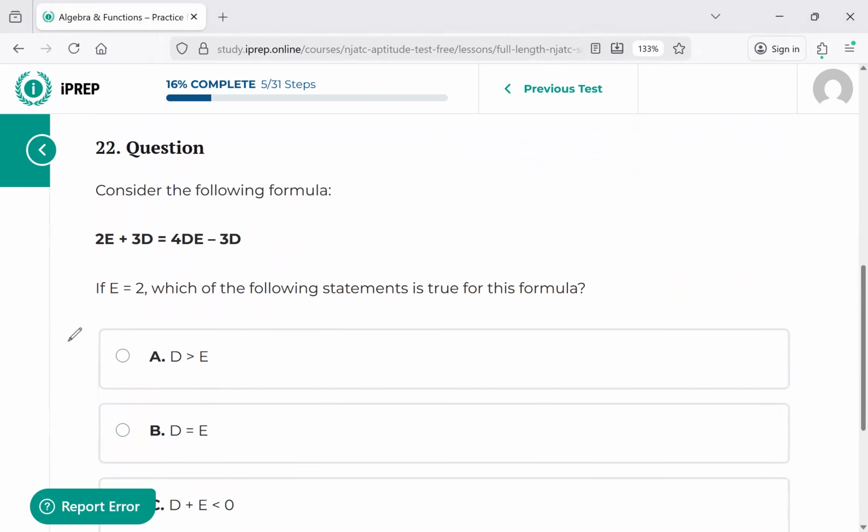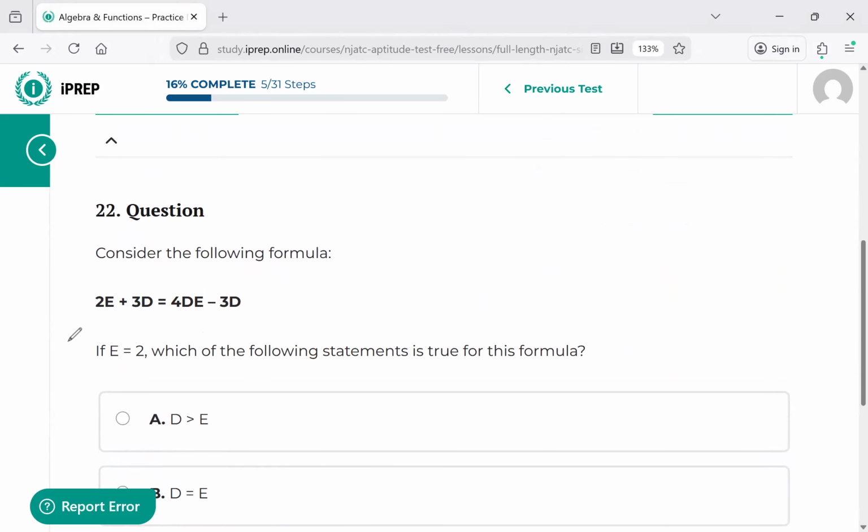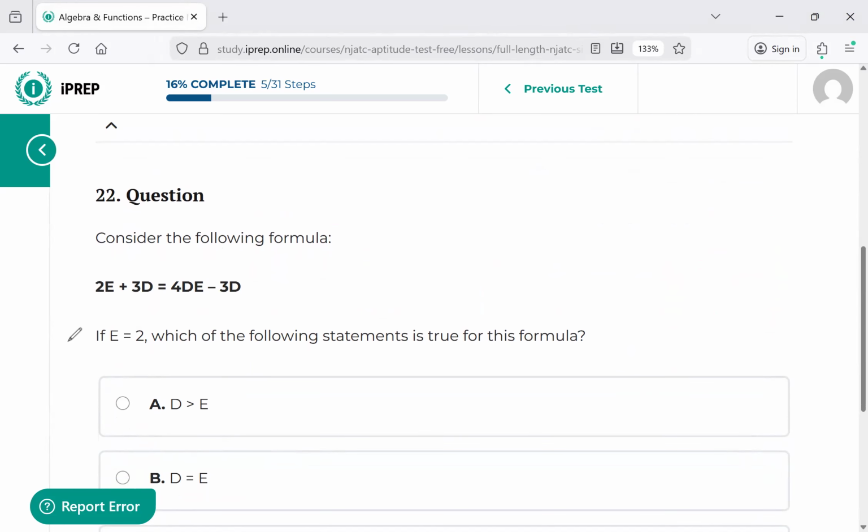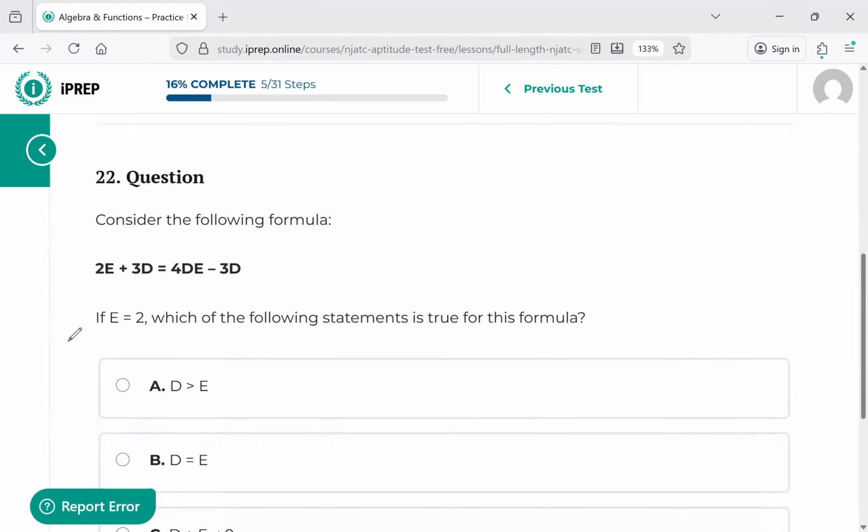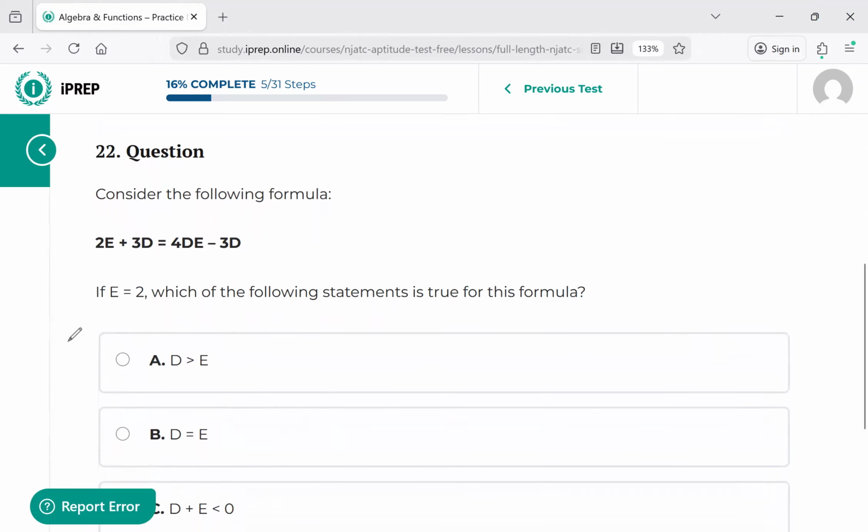Let's do 22. Consider the following formula: 2e plus 3d equals 4de minus 3d. If e equals a positive 2, which of the following is true for this formula? So all you have to do is substitute e for 2. That's it.